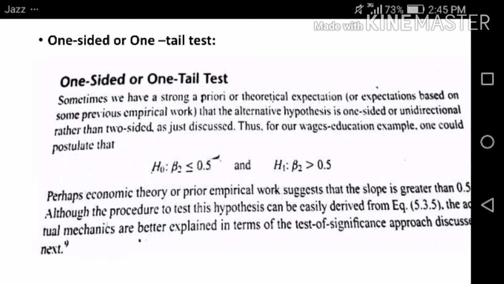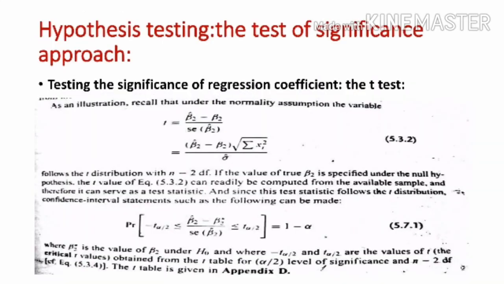Perhaps economic theory or previous empirical work suggests that the slope is greater than 0.5. Although the procedure to test the hypothesis can be easily derived, the actual mechanics are better explained in terms of the test of significance approach discussed next. The one-tail test has greater than or less than alternatives, but the two-tail test has equal to and not equal to in the hypothesis testing.